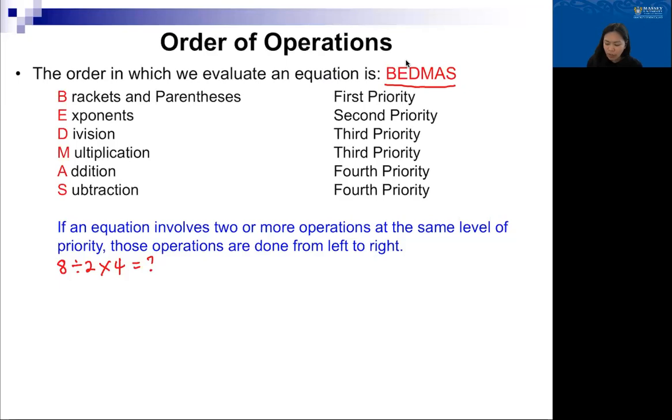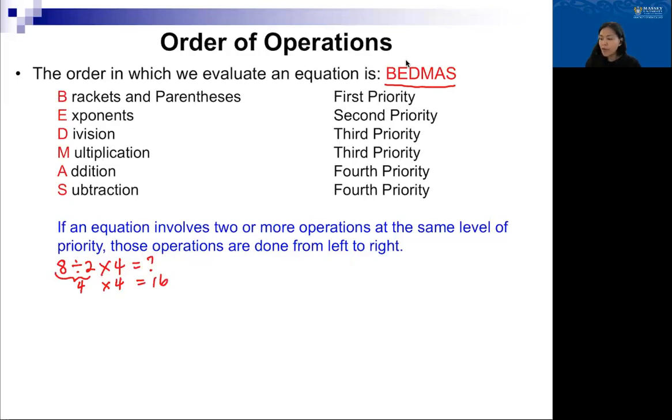If we work this out using BEDMAS, we have division and multiplication. Multiplication and division are of the same order of priority. They're both on the third priority. And it says here, if an equation involves 2 or more operations at the same level of priority, then do the operations from left to right. So that means you have to divide by 2 first. 8 divided by 2 is 4. And then you multiply that by 4, and that will be equal to 16.